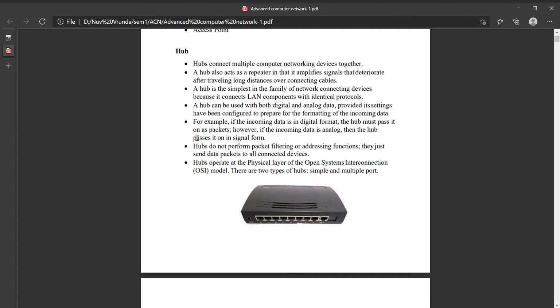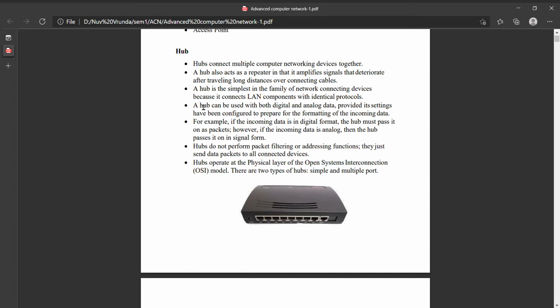Okay, if the efficiency of a signal is down, then we amplify the signal. So using a hub, the signal can become stronger, and it can travel further. Okay, and a hub is the simplest in the family of network connecting devices, because it connects a LAN component with identical protocols. Identical protocols means similar protocols.